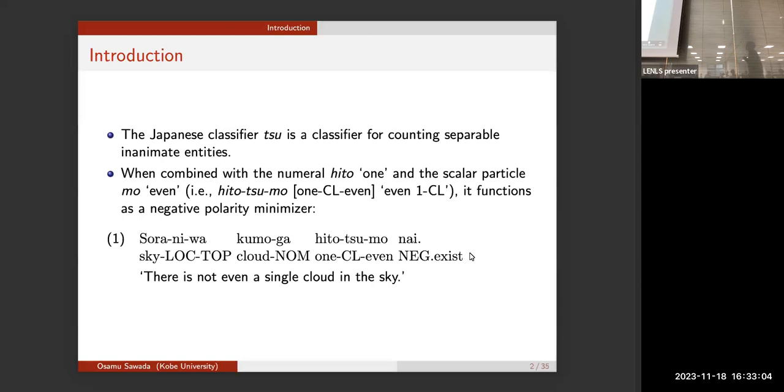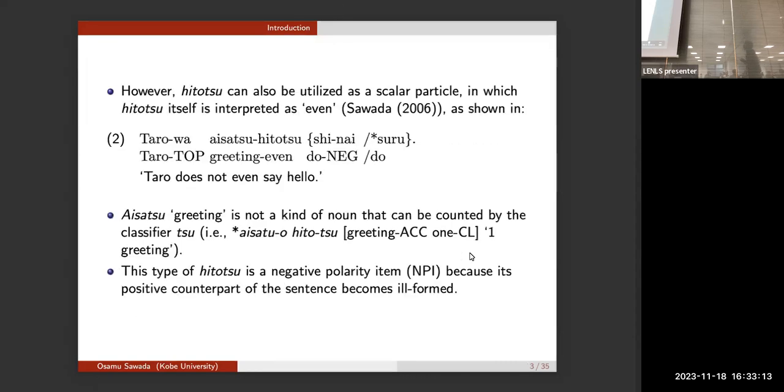Sora ni wa kumo ga hitotsu mo nai. There's not a single cloud in the sky. But hitotsu can also be used as a scalar particle like "even", and in that case hitotsu itself is interpreted as "even". Let's take a look at (2). Taro wa aisatsu hitotsu shinai. This means Taro doesn't even say hello.